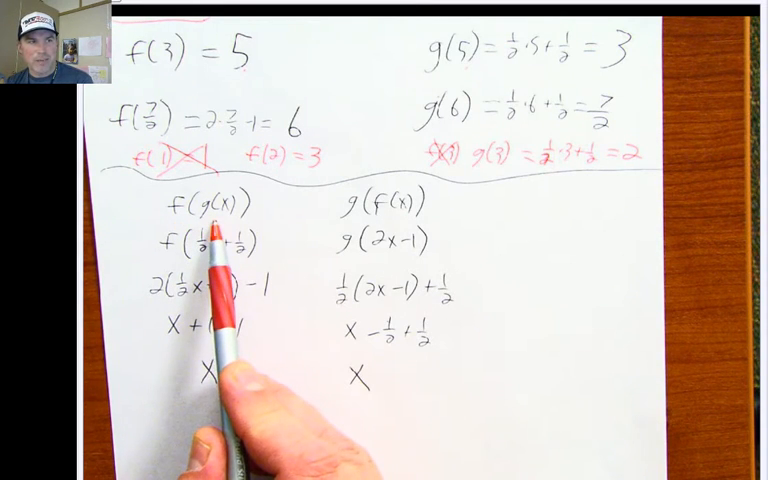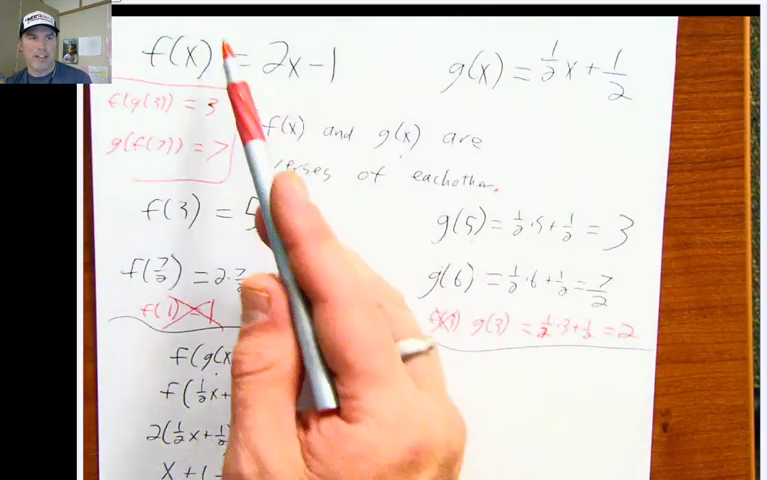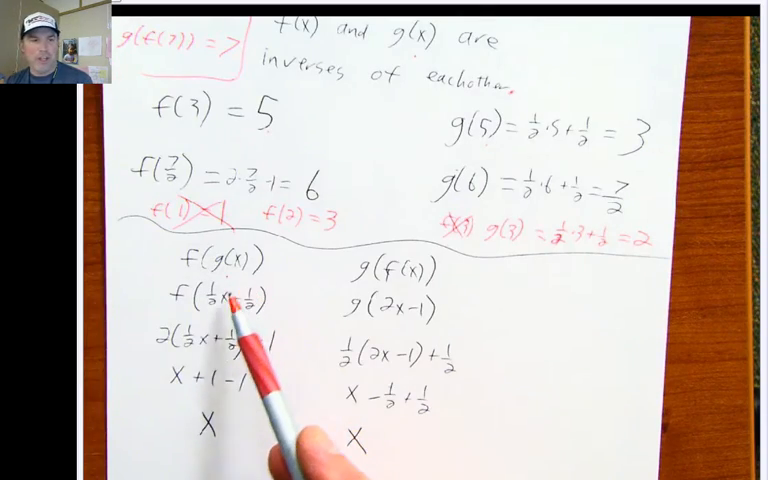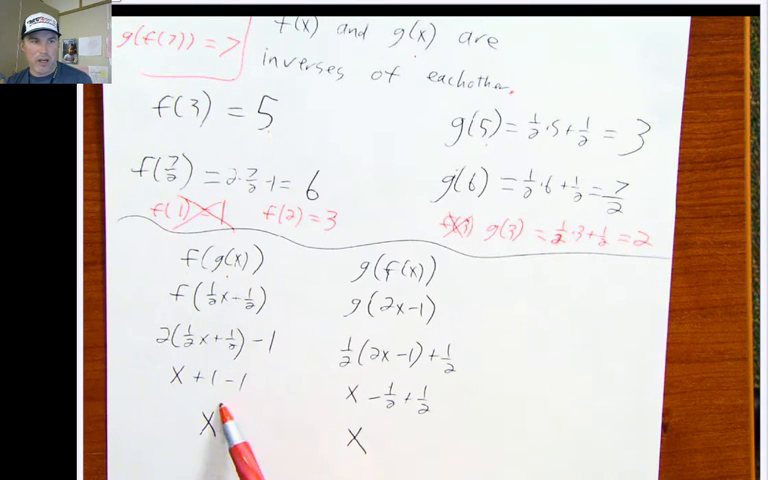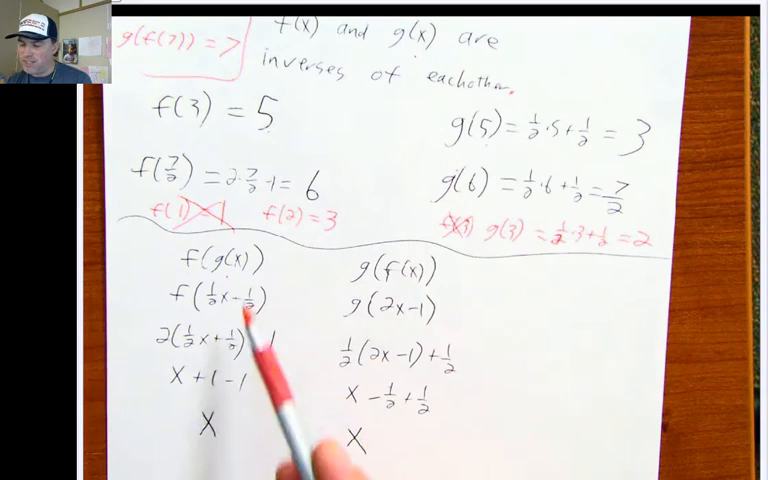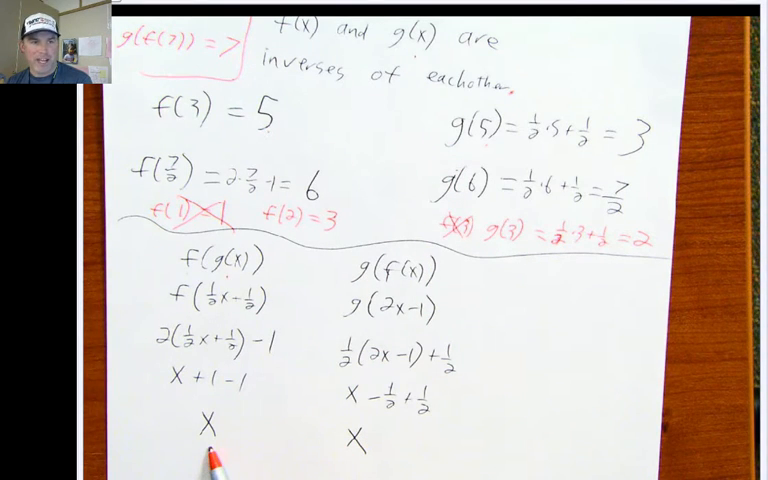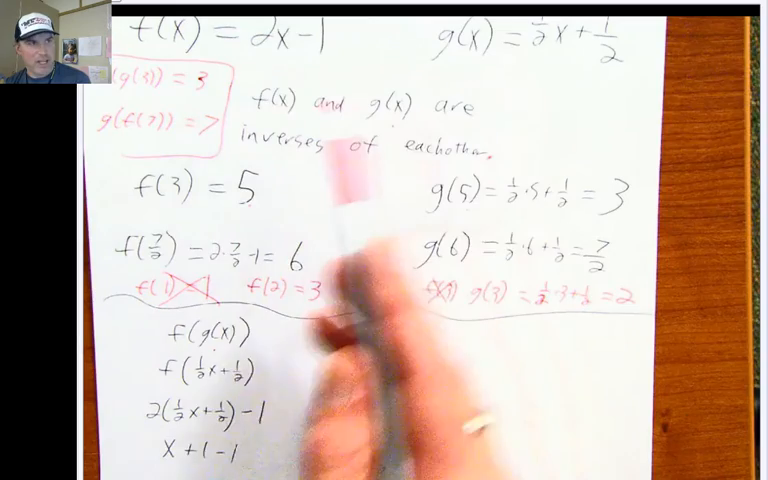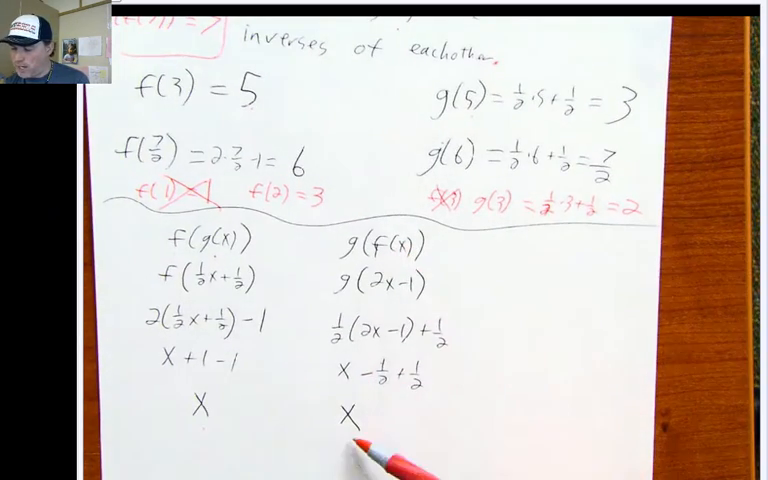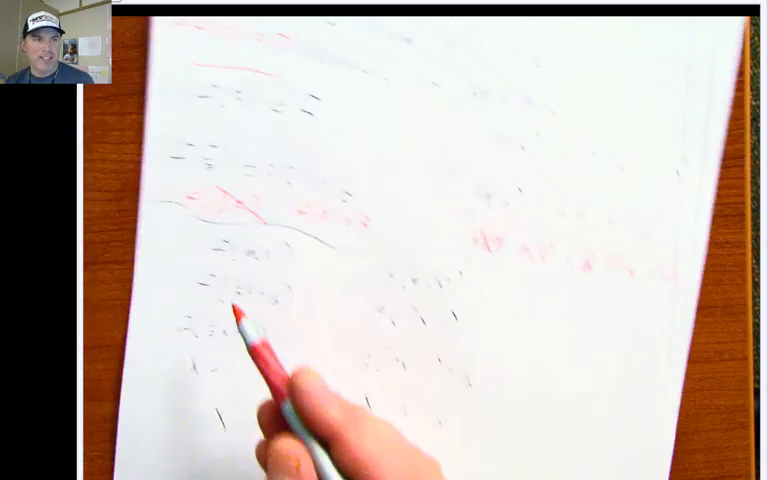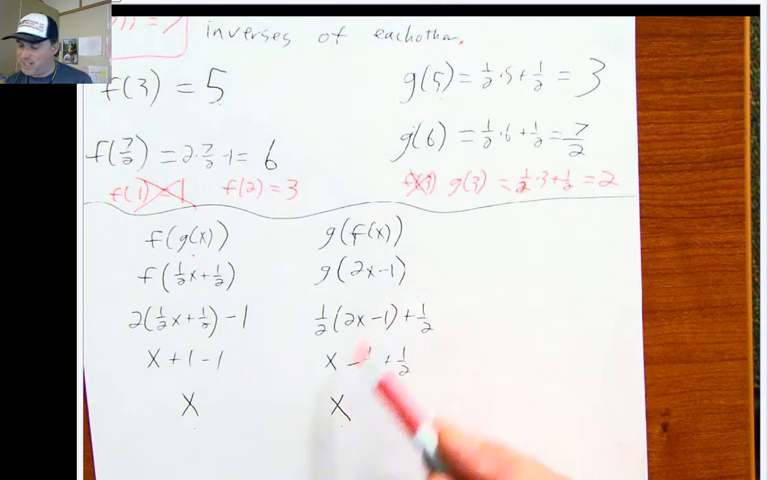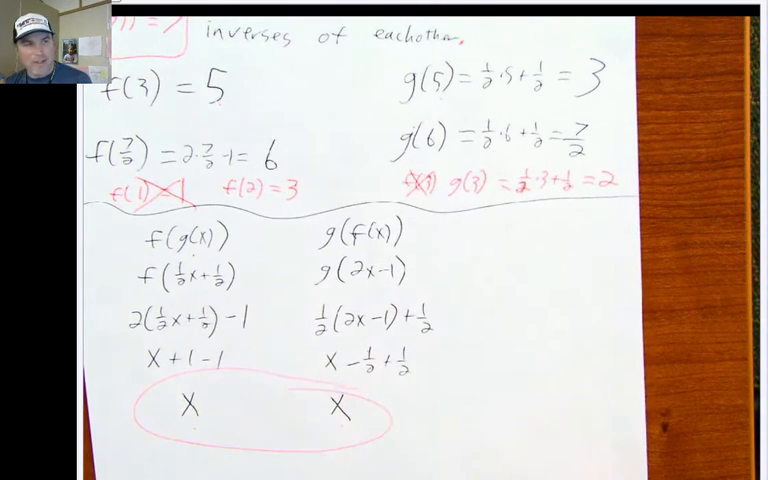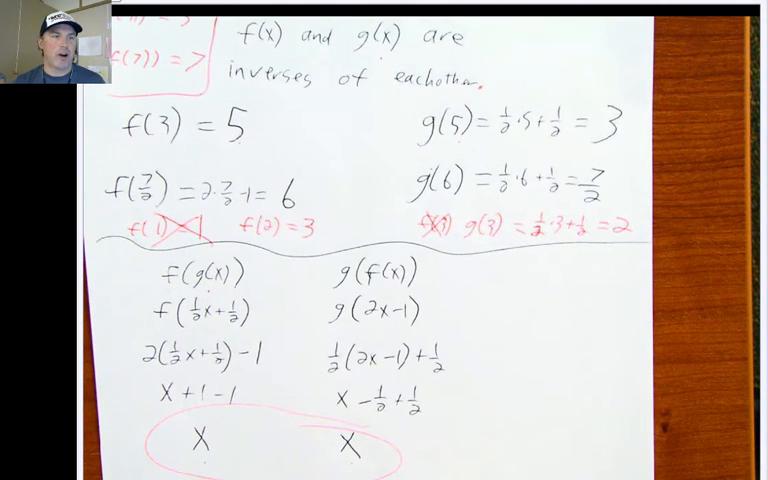What we're going to learn when we learn about inverses is that if you do f of g of x, like I did here using this f and g equation, with two functions that are inverses of each other, the answer will be x. At the same time, if you do g of f of x, using those two functions, you will get an answer of x. And when f of g of x is equal to x and g of f of x is equal to x, this is your evidence that two functions are inverses of each other.